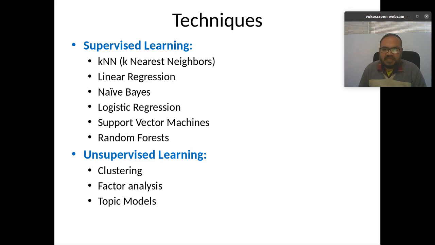If you remember from the last lecture, we categorized machine learning into two types: supervised learning and unsupervised learning. In supervised learning, we discussed KNN, or k-nearest neighbors, and linear regression. In unsupervised learning, we discussed clustering. There are some other unsupervised learning methods as well, which include factor analysis and topic models. In today's lecture, we will cover some more supervised learning techniques, so we will start with naive Bayes. So let's begin.